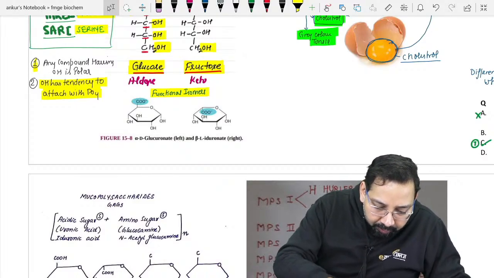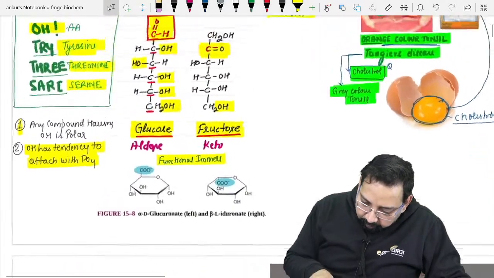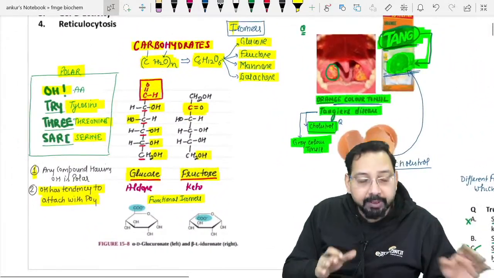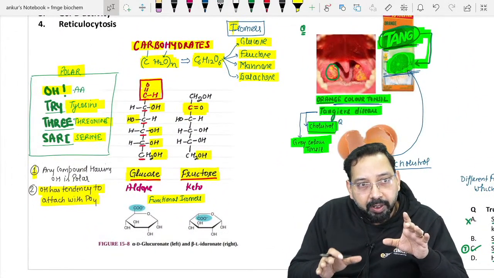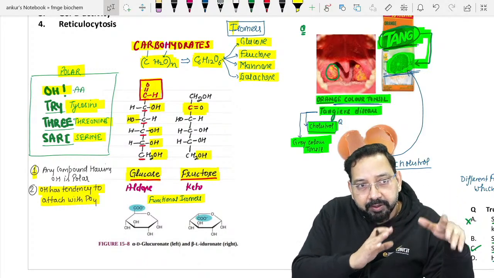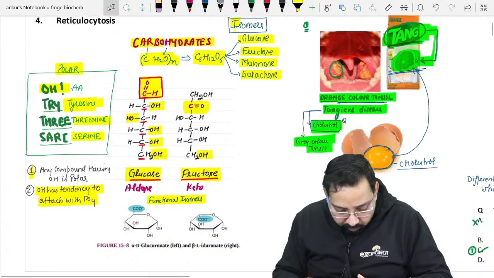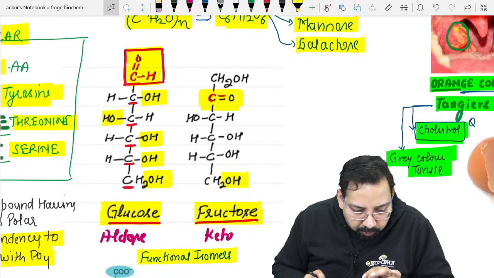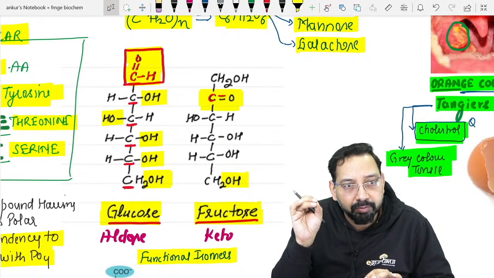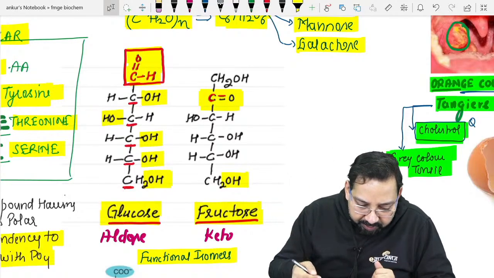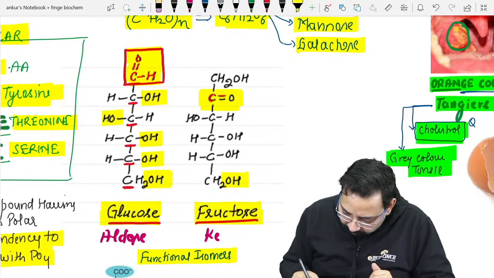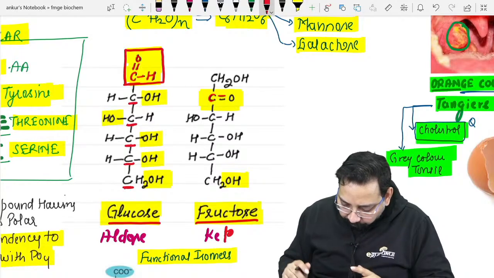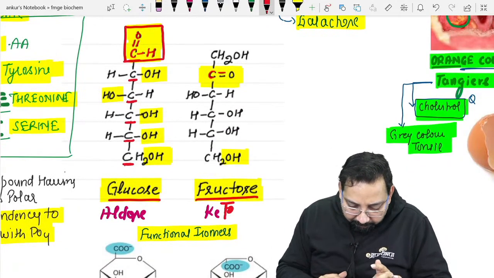Okay, so now we move to carbohydrate, and I integrated the OH of carbohydrate with O tri 3 sari. Now this is fructose, a keto sugar. If I ask you, this keto group is present at C1 or C2? Keto is at C2. The name itself tells you keto 2. Keto at 2, clear? And aldehyde at C1.